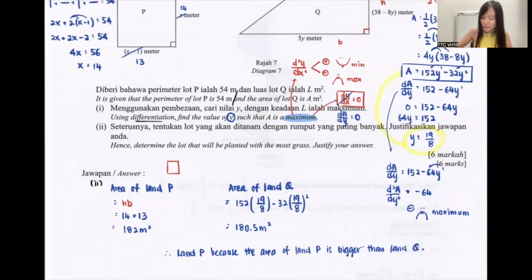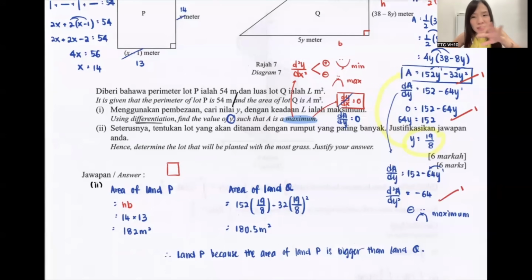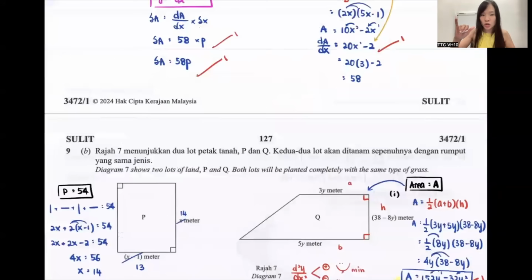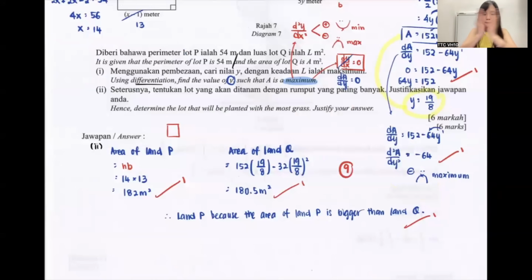6 marks. Where are the 6 marks? So just now, when you are able to form the equation correctly, 1 mark. When you differentiate it correctly and equate it to 0, 1 mark. When you determine it, 1 mark. Sometimes they give you 1 mark for the determination, it depends, okay? And then, guys, when you are able to get the area of land P, 1 mark. Able to get the area of land Q, another 1 mark. And writing the answer out, another 1 mark. 6 marks from here, 3 marks from just now. In total, 9 marks. Done.